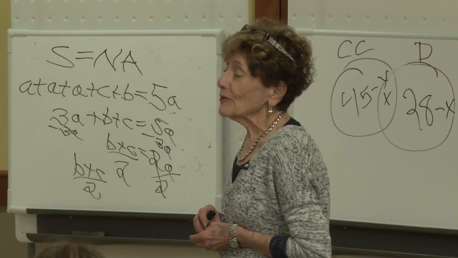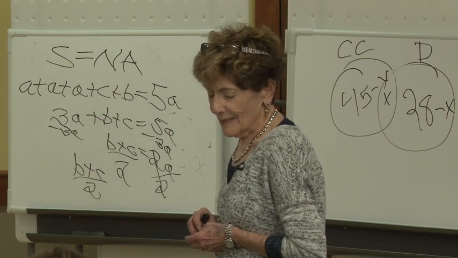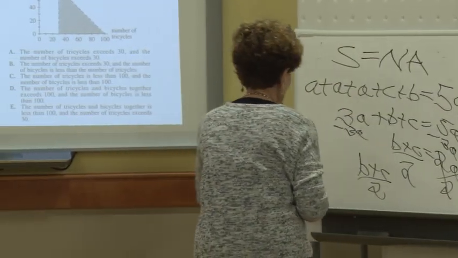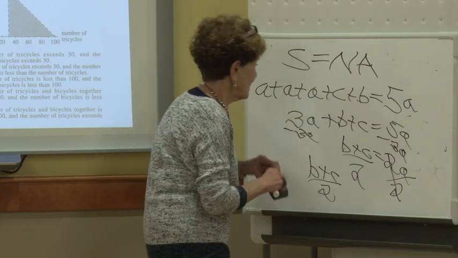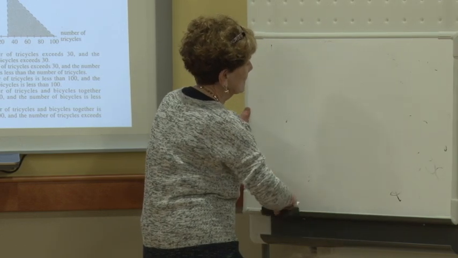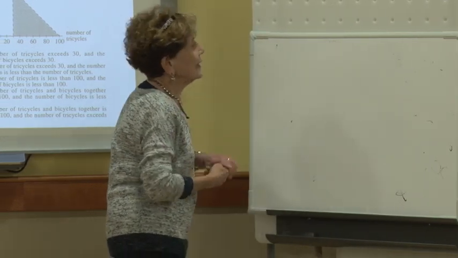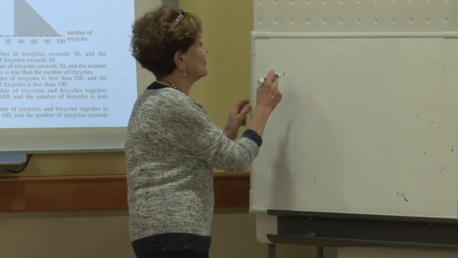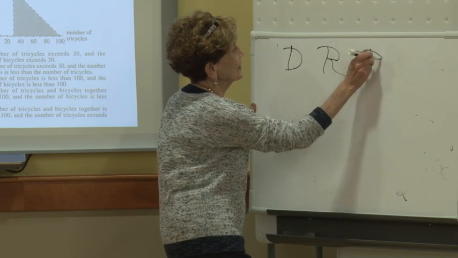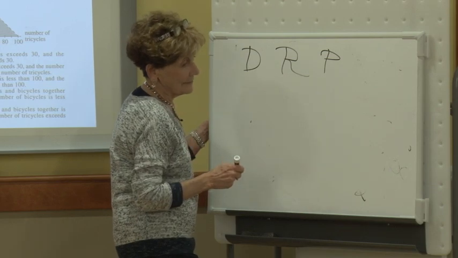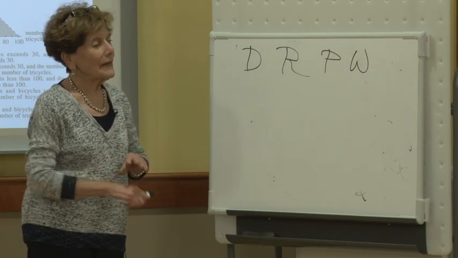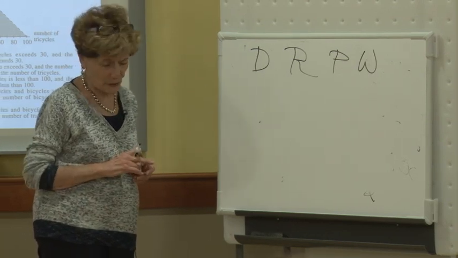However, if you see the word arrangement, and there wasn't one of these on this test. If you have flower pots on a windowsill and you've got a daffodil, a rose, a petunia, and a weed. How many different ways can you arrange those?